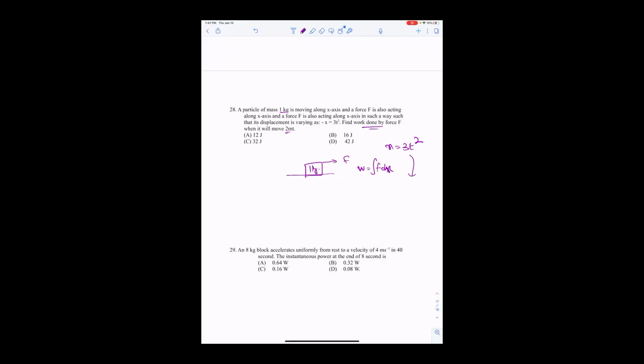From this, what is velocity? dx by dt, velocity is equal to 6t. The differential of t squared is 2t. Acceleration, dv by dt, is how much? 6. So work done is F dot s, force is constant. Mass is 1, acceleration is 6, x is equal to 2. 12 joules.